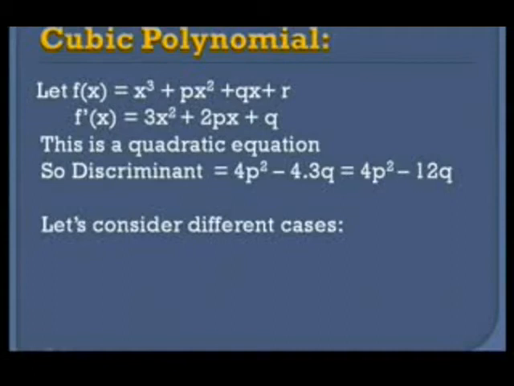We get f'(x) = 3x² + 2px + q. Now this becomes a quadratic expression, and so we know that the discriminant of this quadratic expression is equal to b² − 4ac, and so this is equal to 4p² − 4·3·q, equal to 4p² − 12q. Now let us consider different cases.